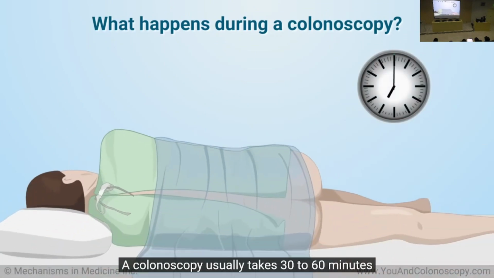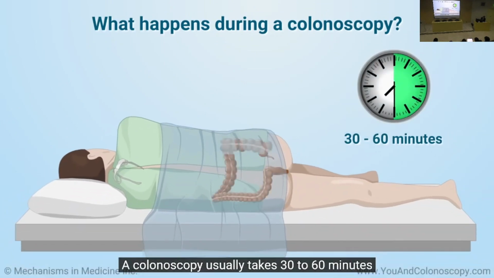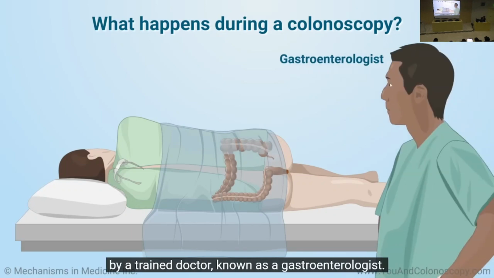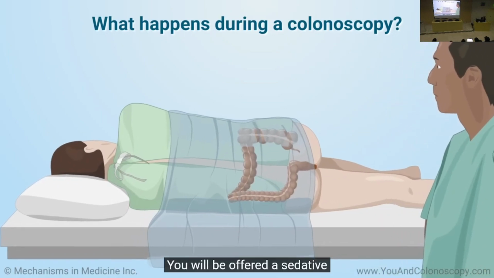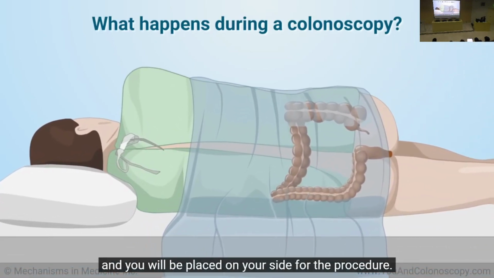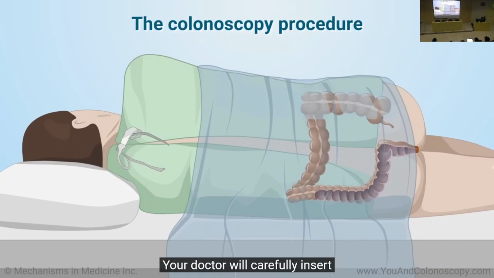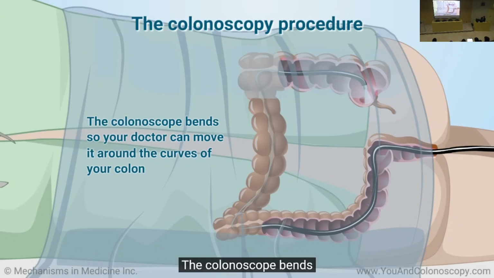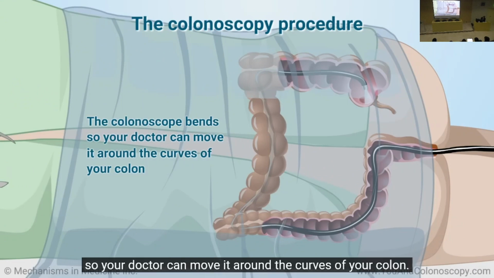A colonoscopy usually takes 30 to 60 minutes and is performed in a hospital or clinic by a trained doctor, known as a gastroenterologist. You will be offered a sedative to help you relax during your colonoscopy, and you will be placed on your side for the procedure. Your doctor will carefully insert the colonoscope into your rectum and advance it to the end of your colon, to your cecum.